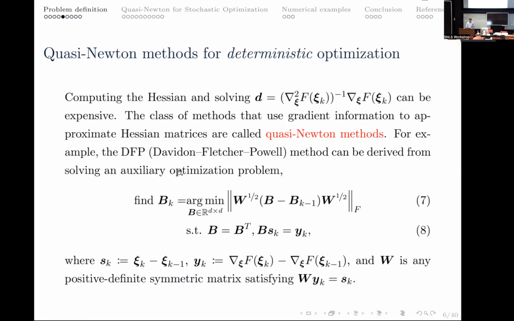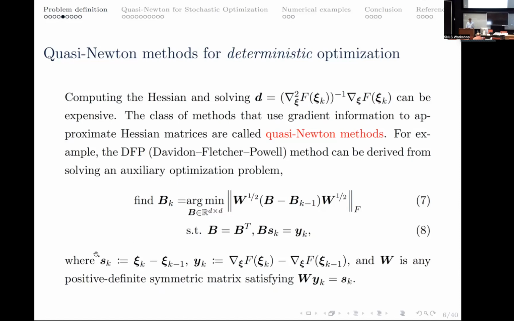For example, here I am showing you the formulation of the DFP, the Davidon-Fletcher-Powell method. And in this method, every iteration you start with some approximation of the Hessian, here denoted as B_{k-1}. And you find the next Hessian approximation by minimizing this proximality term here, this norm, which is a weighted Frobenius norm centered at the previous Hessian approximation, while satisfying these constraints of symmetry, and very importantly, the second equation.